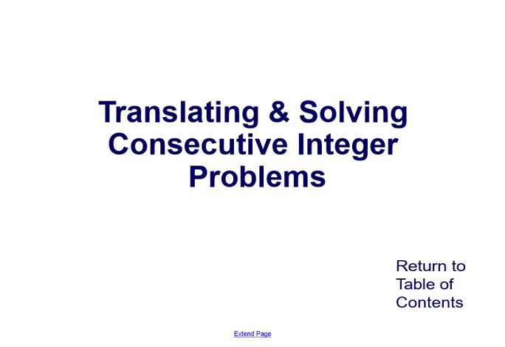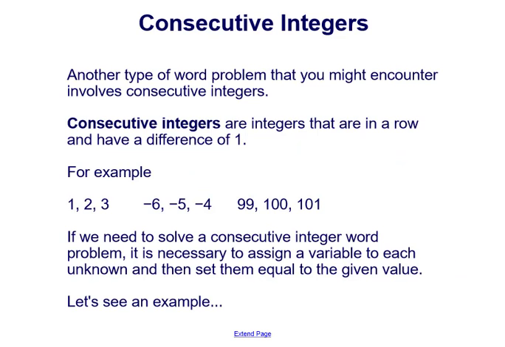Translating and solving consecutive integer problems. Another type of word problem that you might encounter involves consecutive integers. Consecutive integers are integers that are in a row and have a difference of 1.